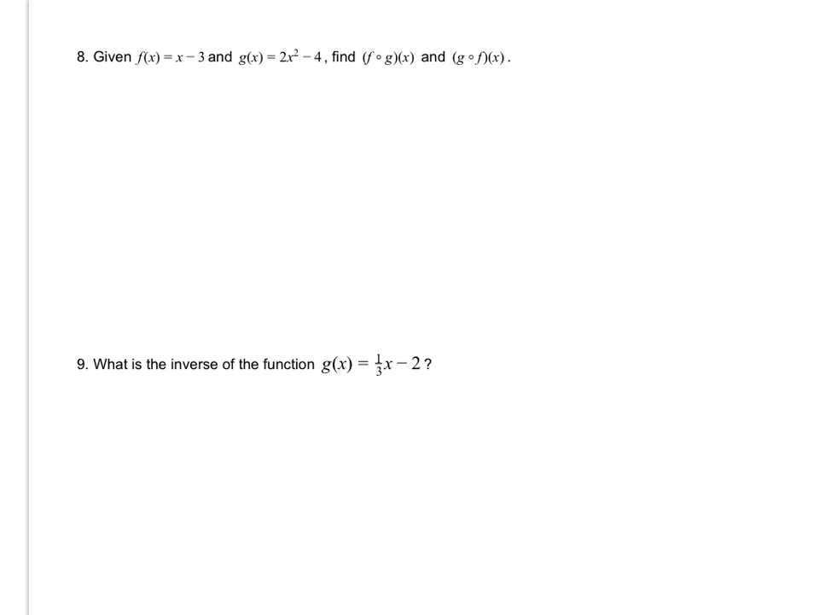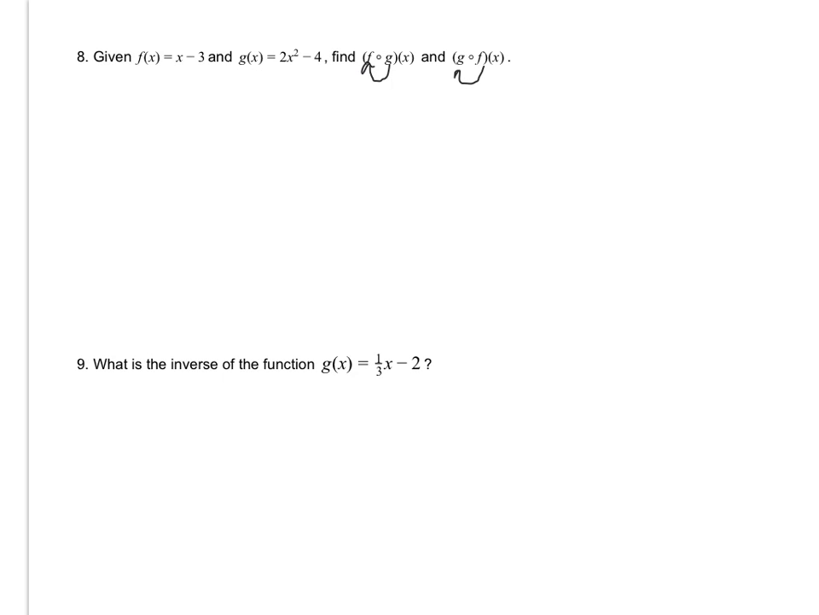So the first problem says we have two functions, f of x and g of x. f of x is equal to x minus 3. g of x is equal to 2x squared minus 4. And we want to find f composed with g and g composed with f. Well, remember when you have these compositions, whatever one comes second is going to get plugged into the first.